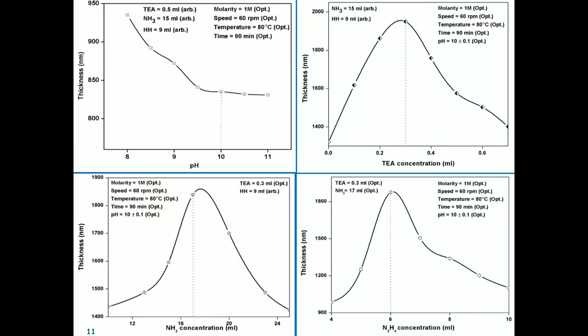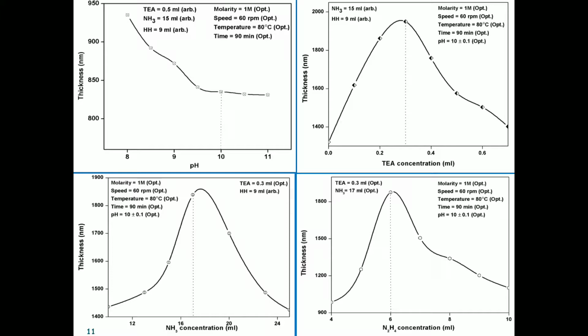In graph number 3, there is the effect of ammonia concentration versus terminal layer thickness. In heterogeneous equilibria, such as in chemical solution deposition, where solidification from the saturated solution takes place, the control over the equilibrium constant, that is the solubility product, plays an important role. In our case, equilibrium was established in a bit different fashion. TA 0.3 ml optimized forms the ZnTA complex.